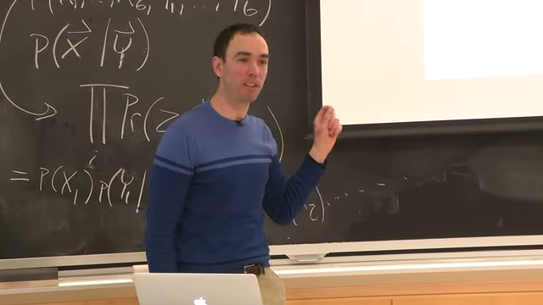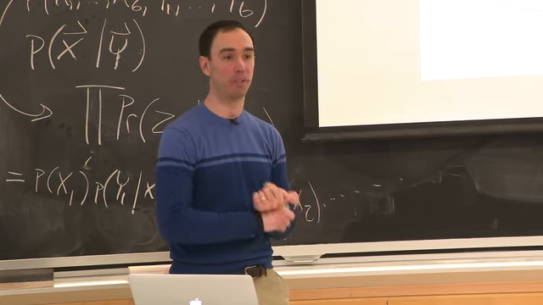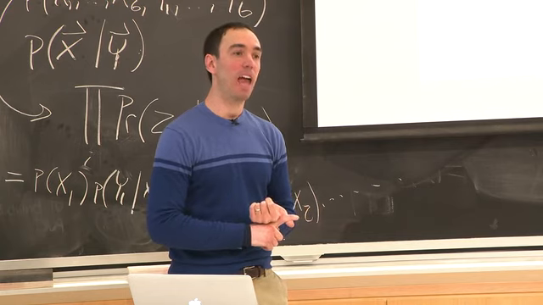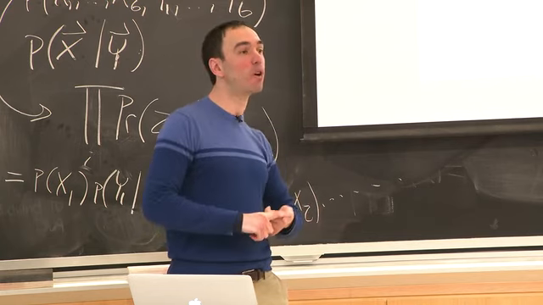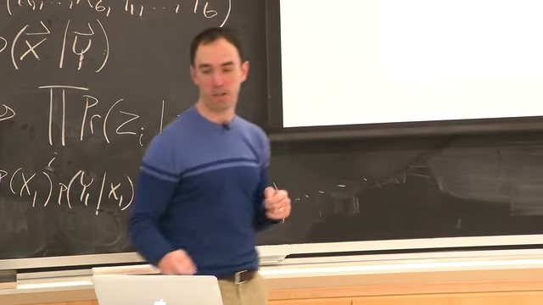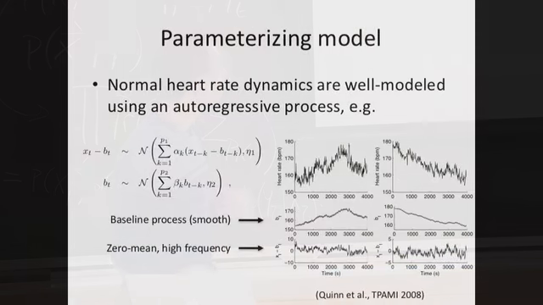Okay? So this is going to be an example where we have no labeled data or very little labeled data. And we're going to do unsupervised learning of this model, but we're going to use a ton of domain knowledge in order to constrain the model as much as possible. So what is that domain knowledge? Well, first, we're going to use the fact that we know that a true heart rate evolves in a fashion that can be very well modeled by an autoregressive process.